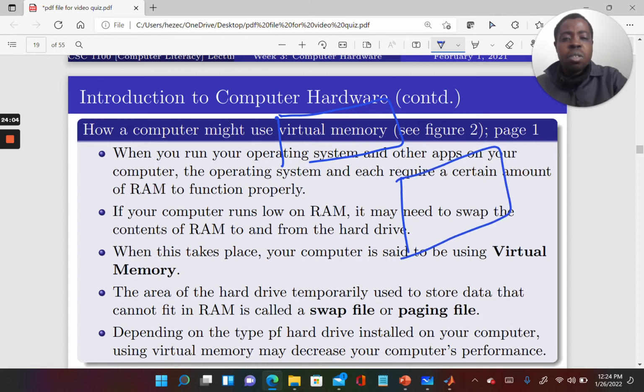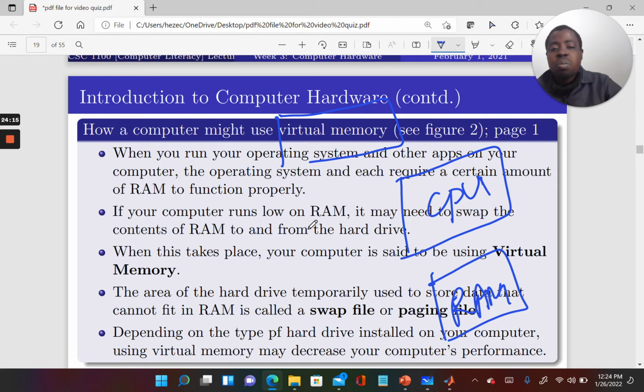This is your CPU, this is your RAM. So if you run out of RAM, you may need to move some of the data from your RAM into a place on the hard drive. That temporary place is called virtual memory. Virtual memory. So the area of the hard drive temporarily used to store data that cannot fit in RAM is called swap. It's called a swap file or paging file.